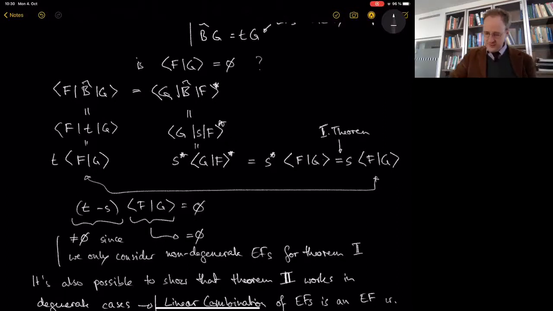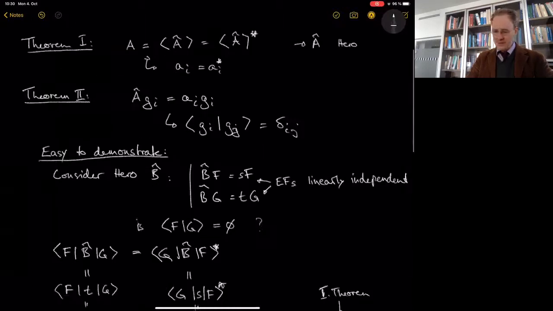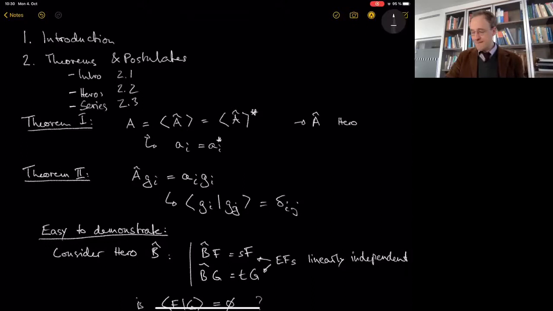Okay. So I'd like to go to Theorem 3 now, which is part of our next subchapter. So we are in theorems and postulates. This was 2.1, 2.2, and now I'd like to go to 2.3, and this is about series expansion.